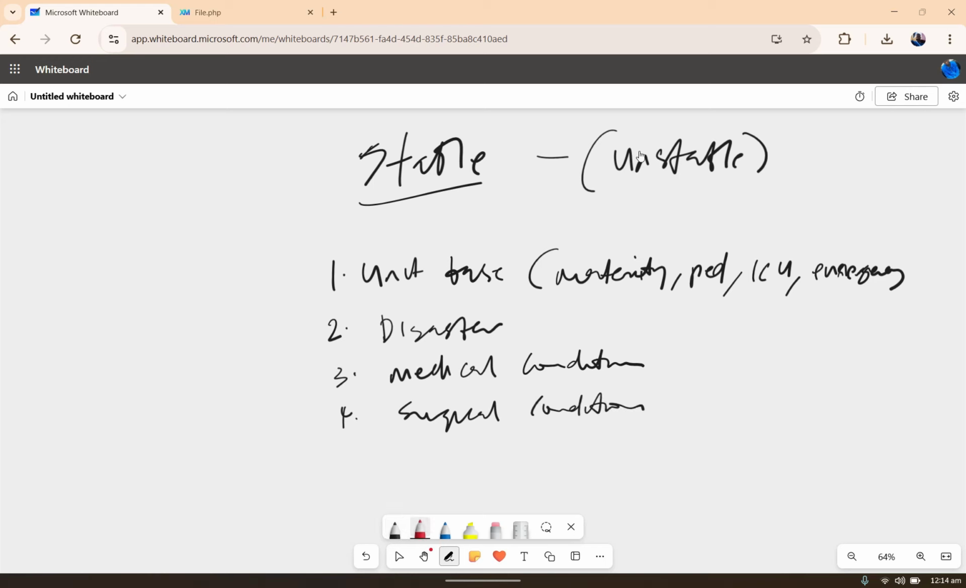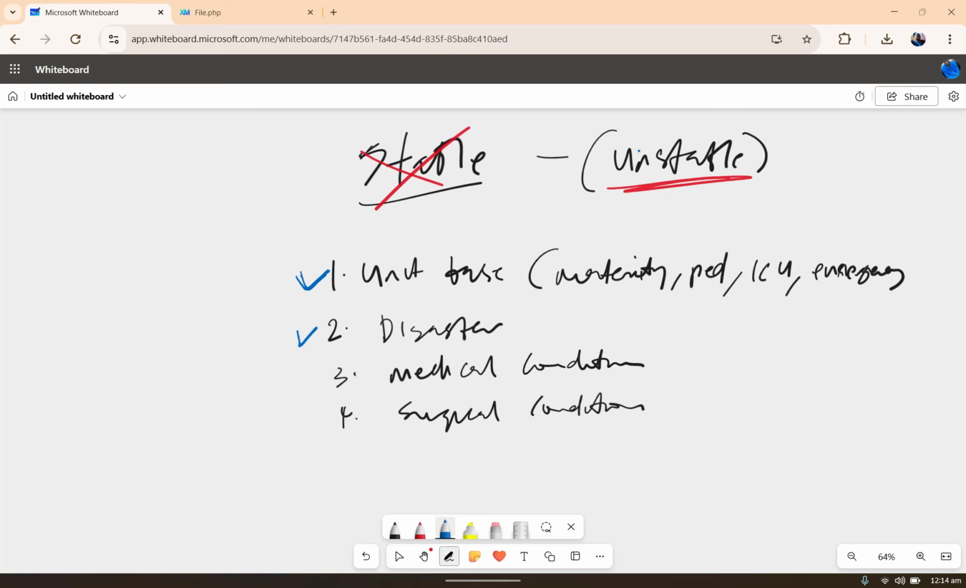Now let me just leave it like this. We are not doing this, so we are just doing unstable patients. Now, unit based, disaster, medical condition, surgical condition. The moment you understand the principle we use in prioritizing based on unit, when you get any unit based question on the exam, you'll be able to answer it. I'm not talking about this today. For disaster also, I'm not talking about it today, but if you understand the principle of disaster, you'll be able to prioritize using that.